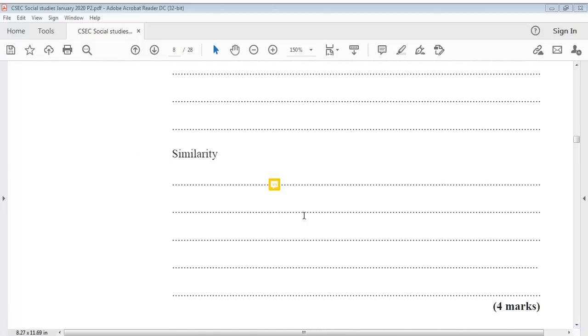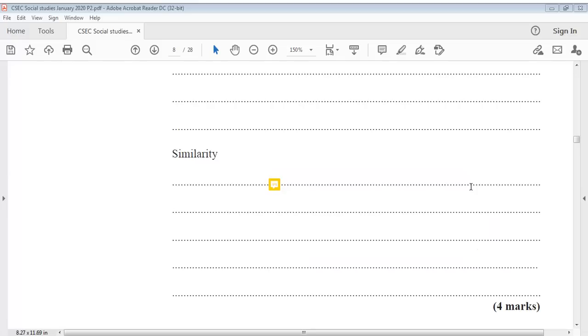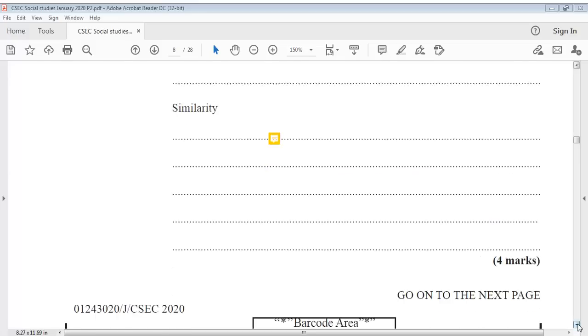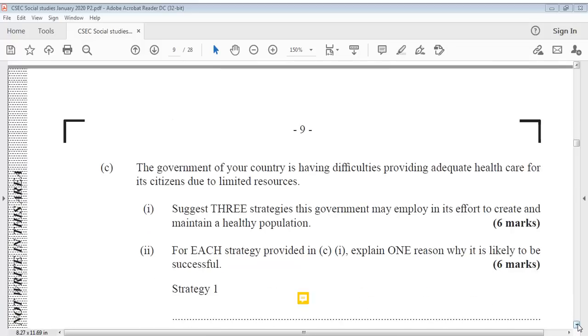Now, what about the similarity? Well, we know that both the constitutional monarchy and the republic, both forms of government, tend to use a representational system. That is, the citizens vote to elect the politicians to represent their interests and form the government. So that's a similarity between the two. Right, and you will get 4 marks for those 2 parts, difference and similarity.